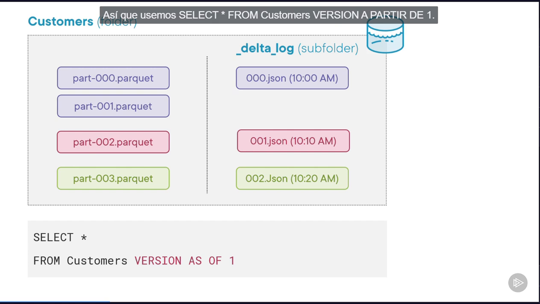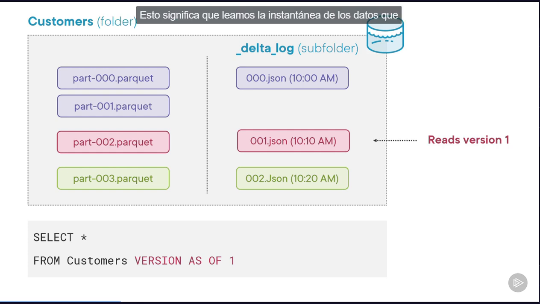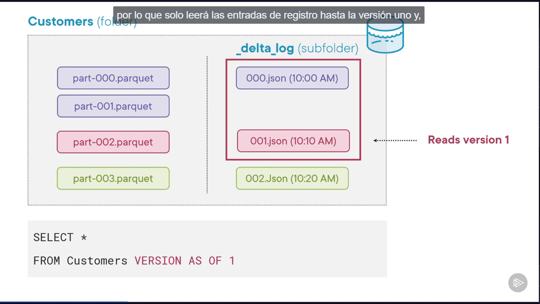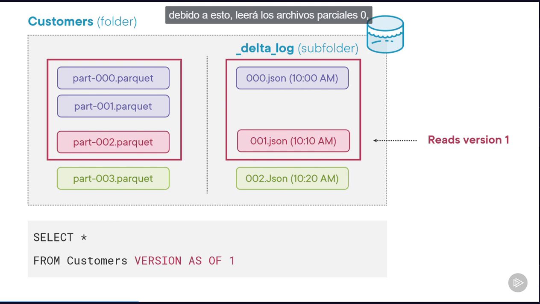So let's use select star from customers version as of 1. This means let's read the snapshot of data which was committed with version 1. So it will only read the log entries till version 1. And because of this, it will read part files 0, 1 and 2. This is what is known as time travel. So you can even read a previous version of the data even if it has been updated or deleted.